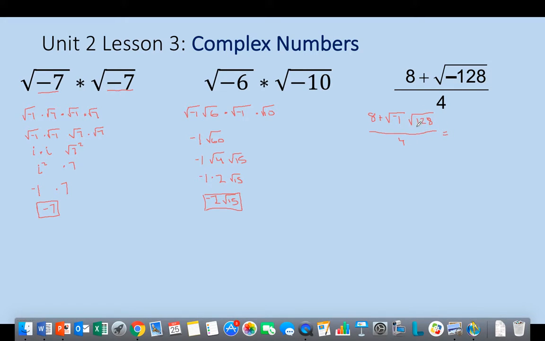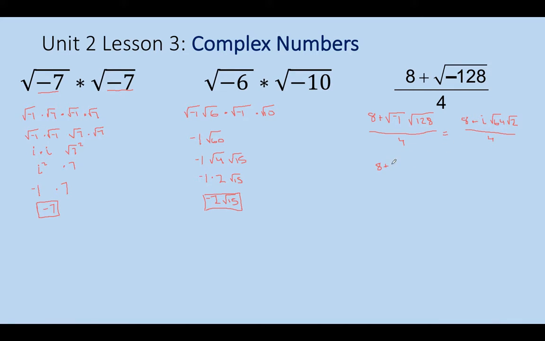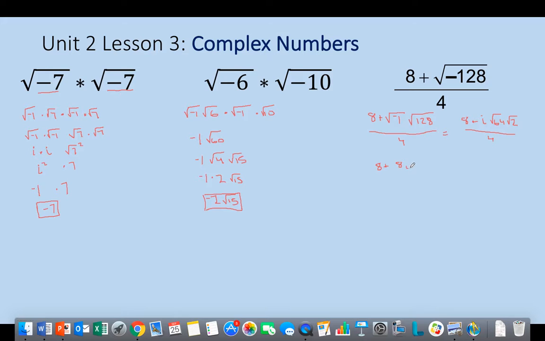Well, I think the next step is to see if there are any friendly factors to 128, and I do believe that there are. There's actually quite a few. So we'll turn this square root of negative 1 into i, and the square root of 128, well, that could be the square root of 64 times the square root of 2, which is going to be the most efficient route here. All right, so just kind of keep plowing along. We've got 8 plus the square root of 64 is going to be 8. So this is going to be 8i times the square root of 2 divided by 4.